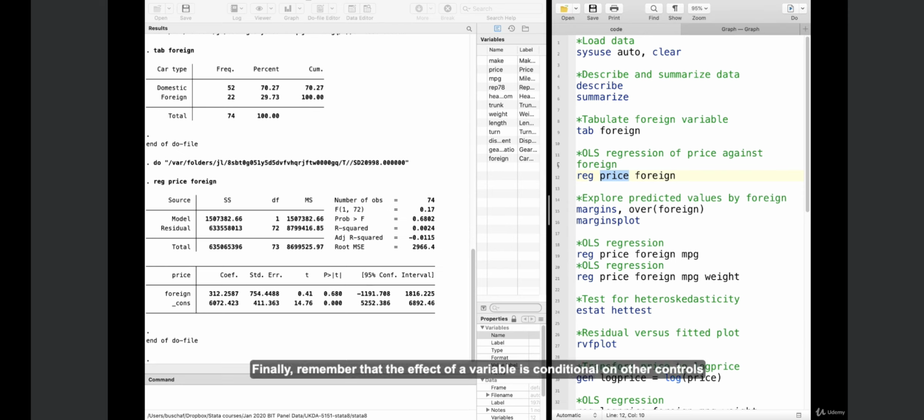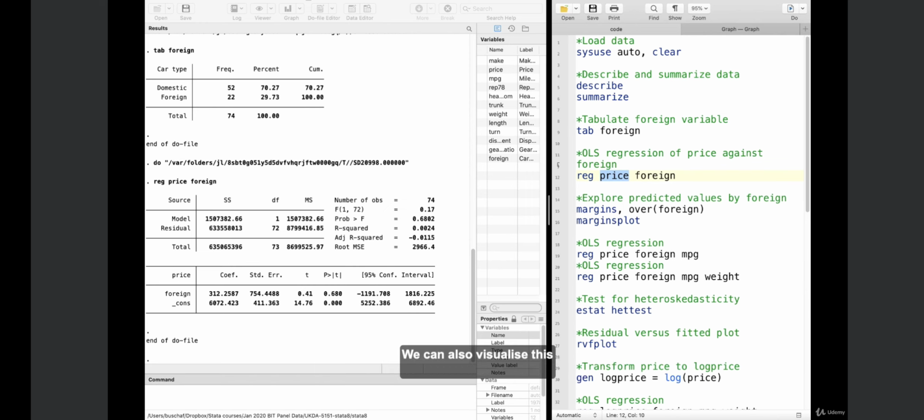Finally, remember that the effect of a variable is conditional on other controls. In this case, there are no other variables in the model, but there is a constant, and the constant is the value of price if everything else is set to 0. In other words, if a car is domestic and its value of foreign is set to 0, it will cost $6,000. A foreign car is $312 more expensive, so it would cost around $6,300.